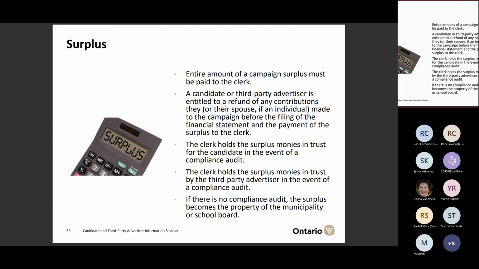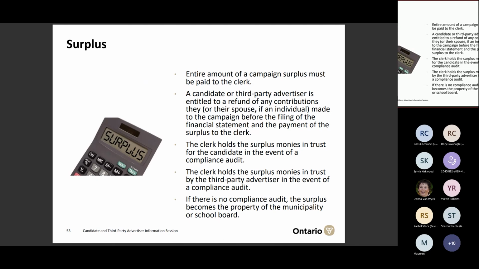The clerk is required to place surplus monies in trust for use by the candidate if they need it for a compliance audit. The clerk is required to place surplus monies in trust for use by the third-party advertiser if they need it for a compliance audit. If neither the candidate nor third-party advertiser requires the funds for these purposes, it becomes the property of the municipality or school board. Now I'll hand it over to Carol to continue.